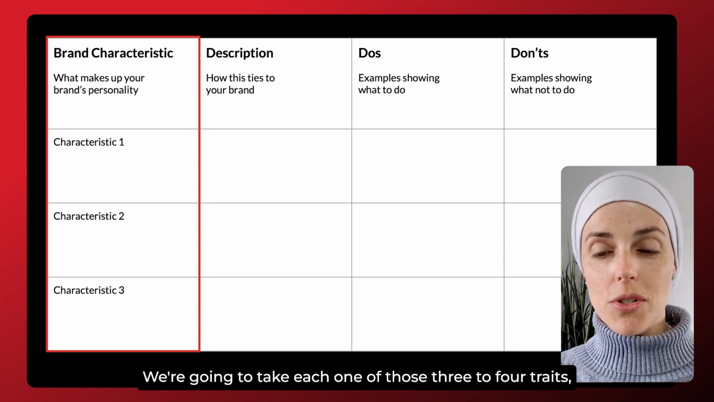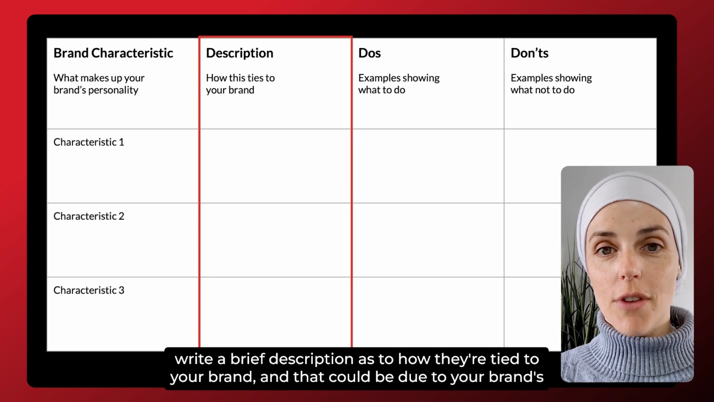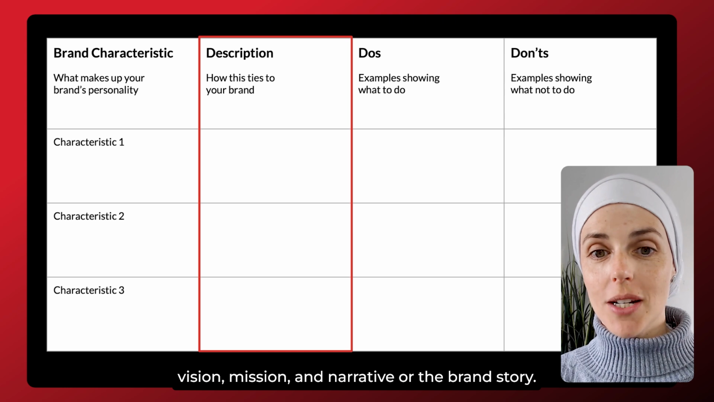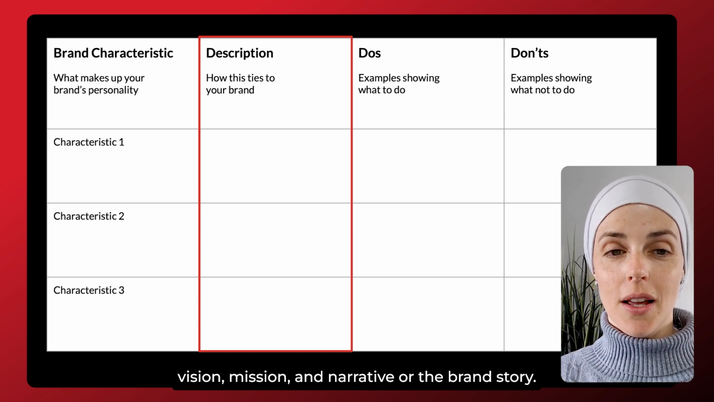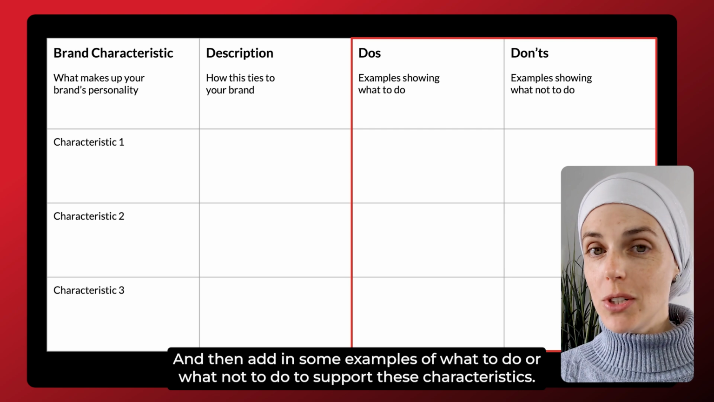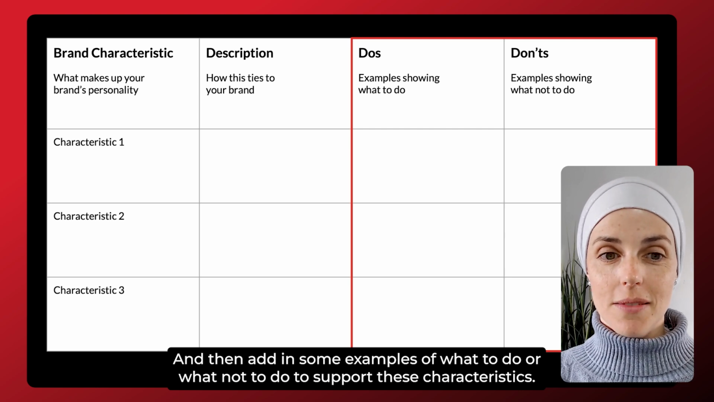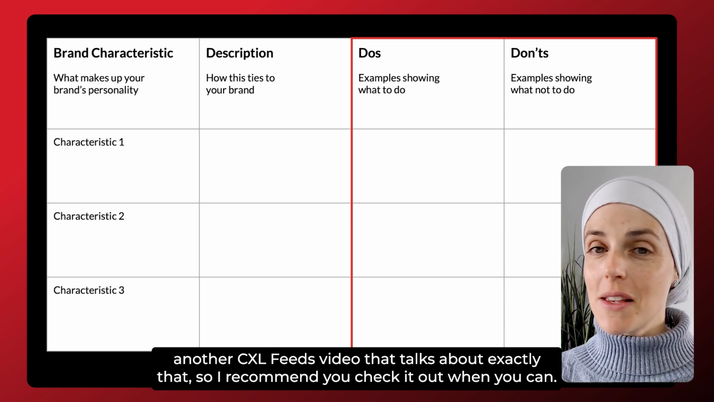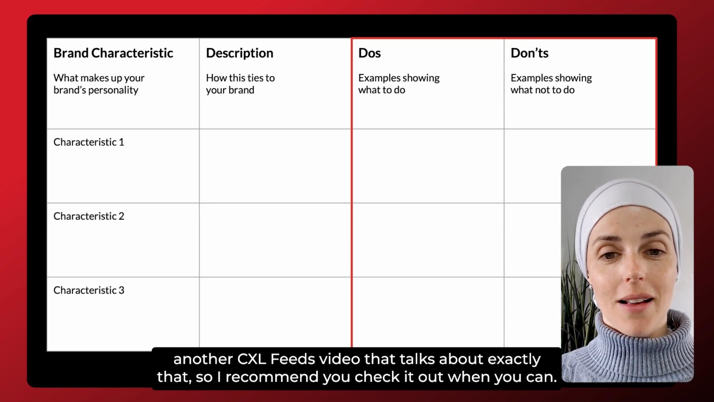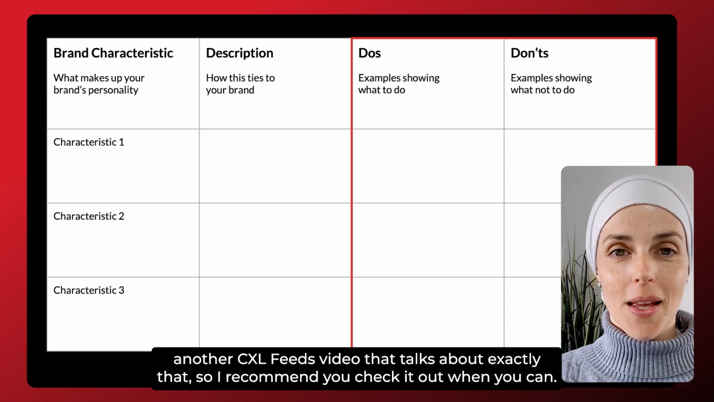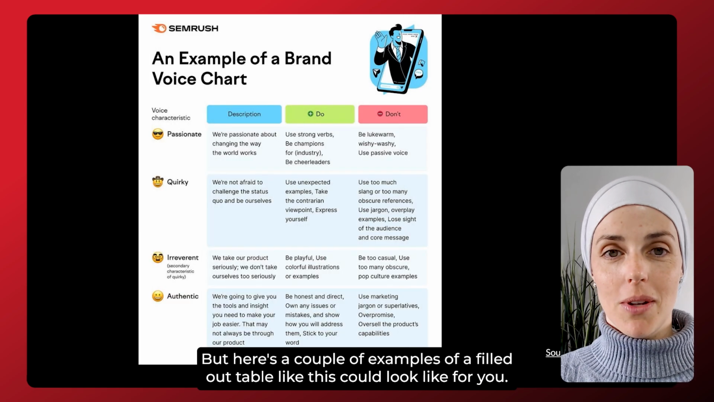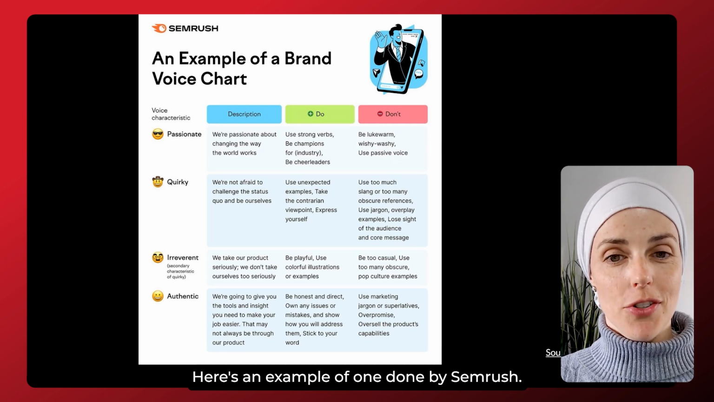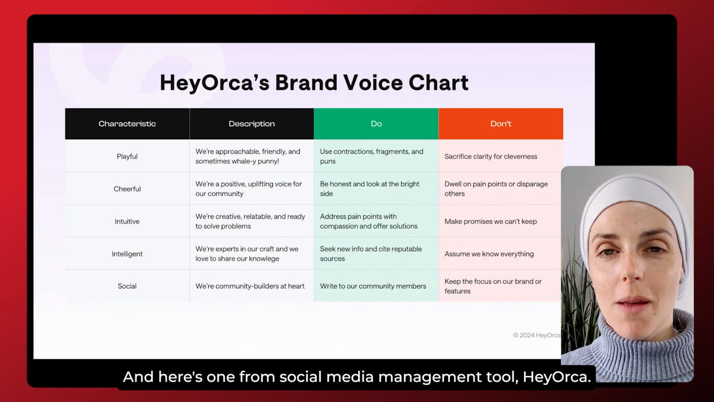We're going to take each one of those 3 to 4 traits and write a brief description as to how they tie to your brand, and that could be to your brand's vision, mission, the narrative or the brand story, and then add in some examples of what to do or what not to do to support these characteristics. And if you don't know what your brand personality or your brand characteristics are, there's another CXL Feeds video that talks about exactly that, so I recommend you check it out when you can. But here are a couple of examples of what a filled out table like this could look like for you. Here's an example of one done by SEMrush. And here's one from social media management tool Heyoka.